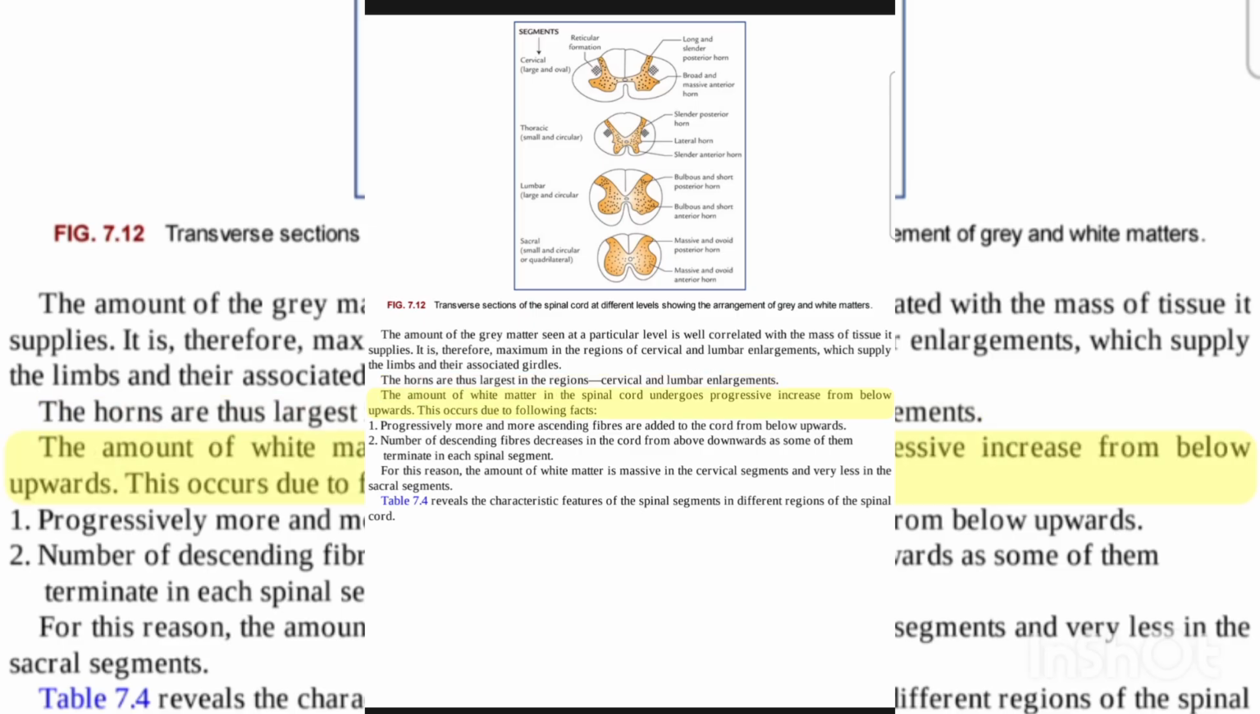The amount of white matter in the spinal cord undergoes progressive increase from below upwards. This occurs due to the following facts. 1. Progressively more and more ascending fibers are added to the cord from below upwards. 2. The number of descending fibers decreases in the cord from above downwards as some of them terminate in each spinal segment. For this reason, the amount of white matter is massive in the cervical segments and very less in the sacral segments. Table 7.4 reveals the characteristic features of the spinal segments in different regions of the spinal cord.